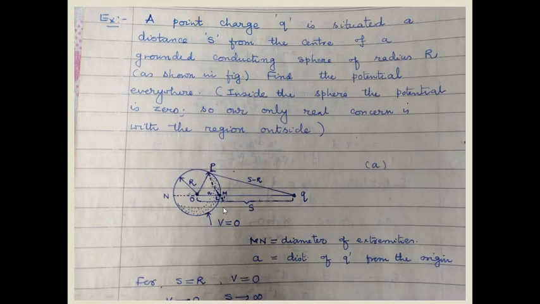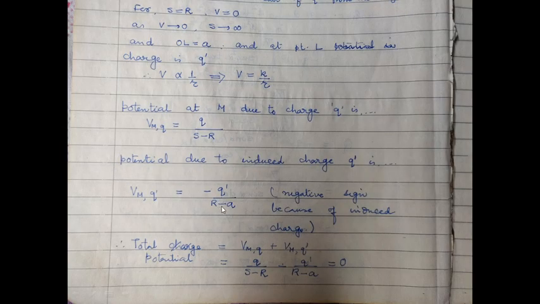It is nothing but again the distance from Q dash to the point M, or the LM distance. What is this LM distance? The total distance R minus A, that is the distance from L to M, will be there. So that is substituted here. So this will contribute the potential due to the charge Q dash at point M.